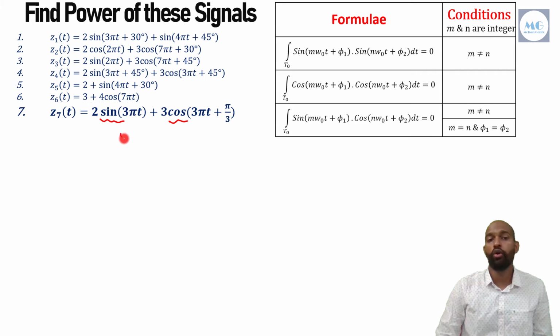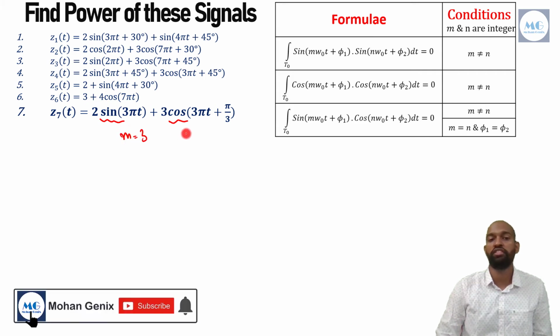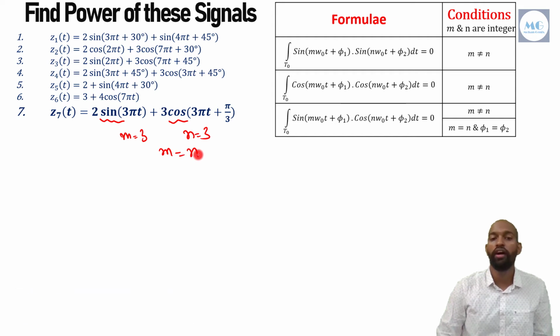And here also m is equal to 3, which is the same as n equal to 3. M and n are equal. So what can we do here? Here we just have to convert one of the functions into the other kind. In this case, I will keep this sine function as it is, that is sine 3 pi t, and I will convert this cosine function into a sine function.